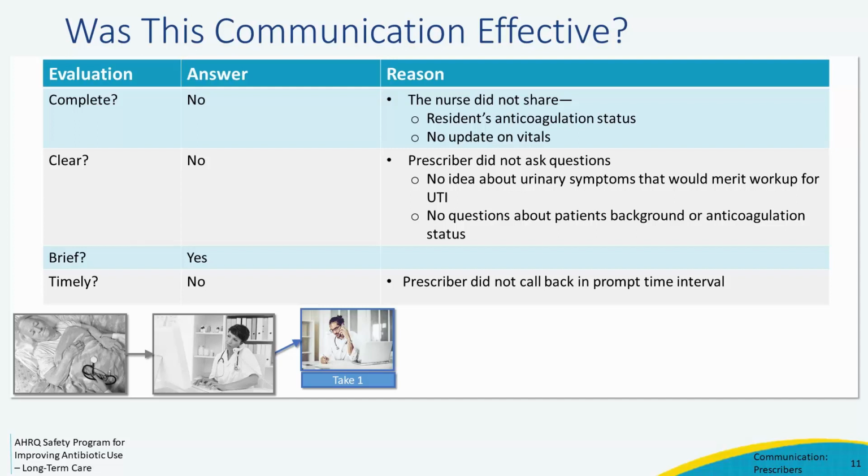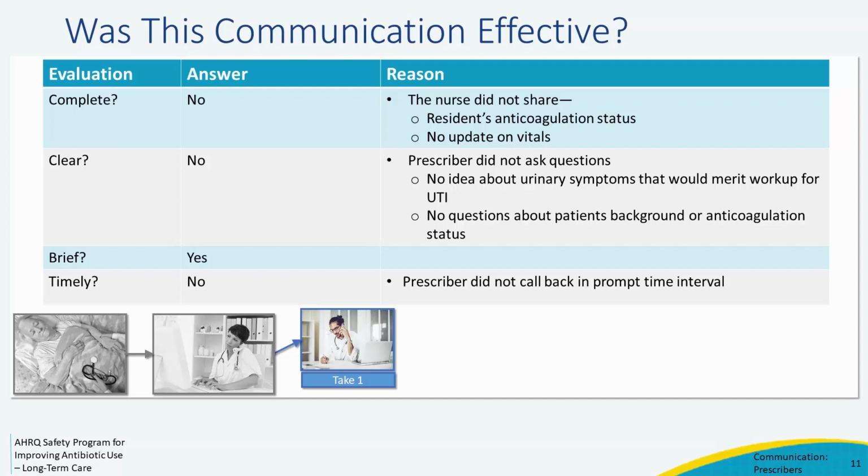Overall, was this communication effective? No, it was not. The provider did not get all of the information, and this could have a significant effect on the resident's outcome. Was the communication complete? No, the nurse did not provide information about the resident's anticoagulation status, which is an important point to share, especially in the setting of a fall. She didn't give any updates about the resident's vital signs, physical exam, or other symptoms that may have helped to determine if the fall was secondary to an underlying infection.